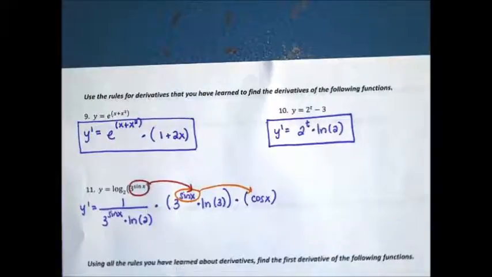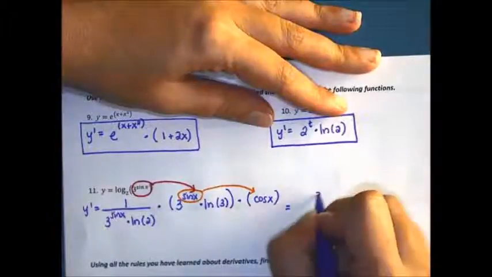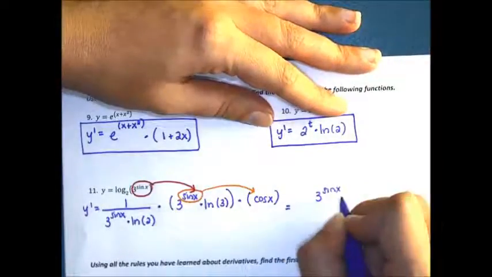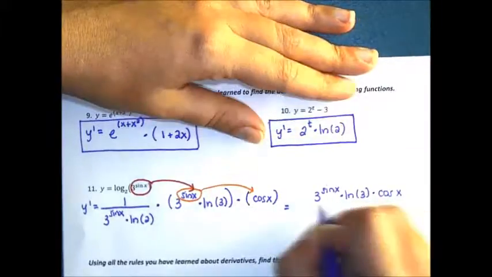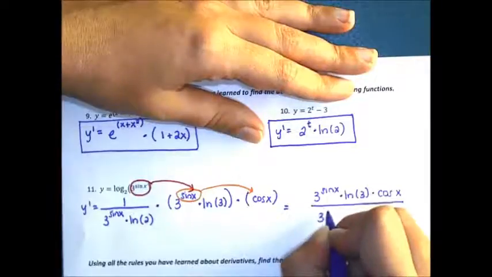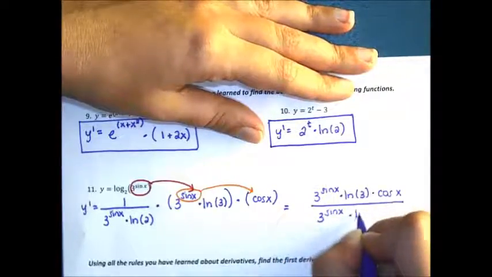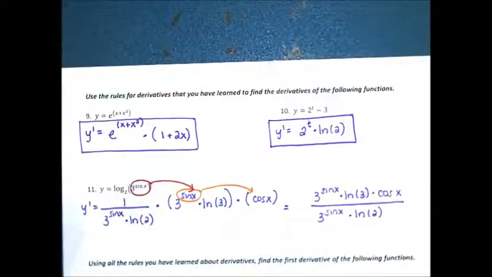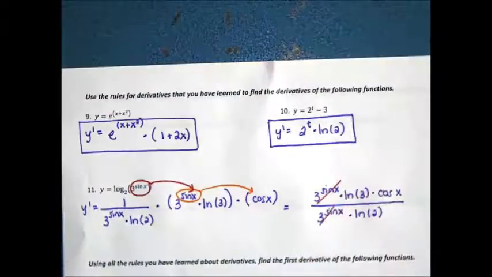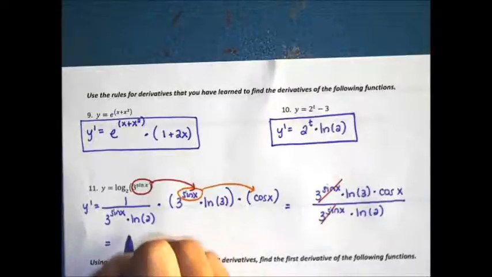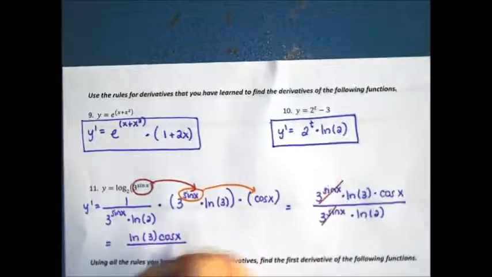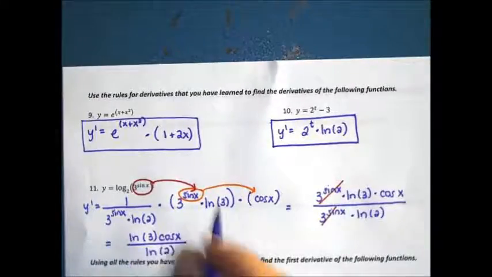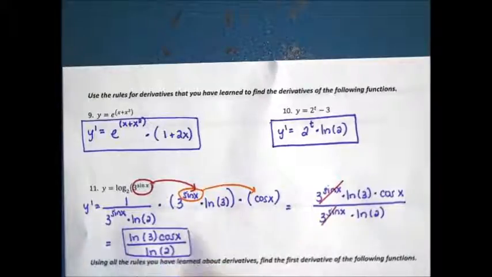It's just layers and layers and layers. So to make this look a little bit prettier, I'm going to write 3 to the sine of x times the natural log of 3 times cosine of x all on the top, and 3 to the sine of x times the natural log of 2 on the bottom. Now when I do that, I notice that the 3 to the sine of x parts cancel. So I get the natural log of 3 times cosine of x over the natural log of 2. And that is the answer.